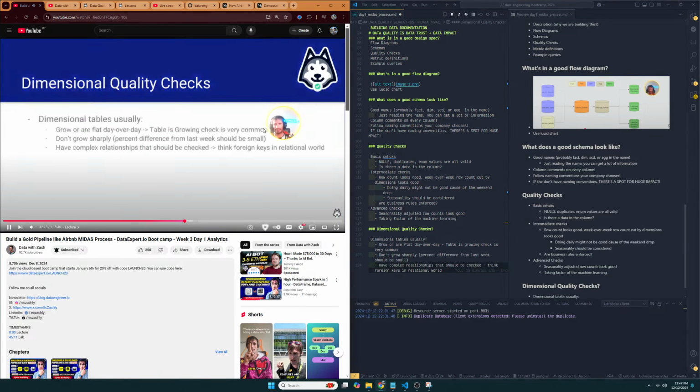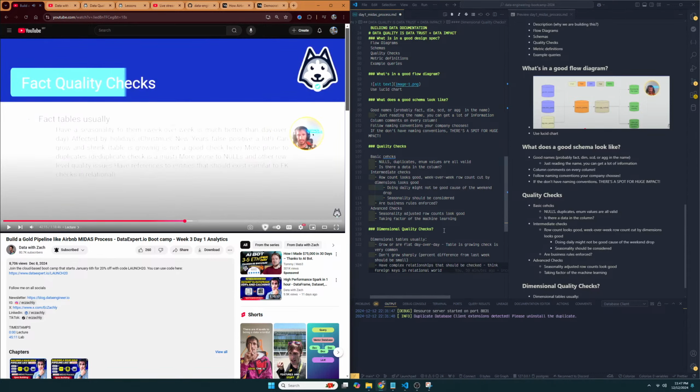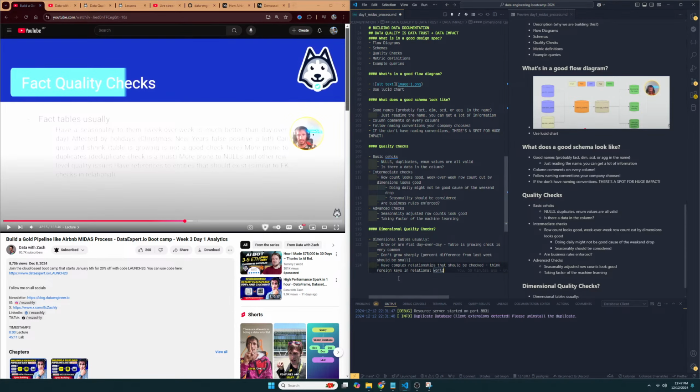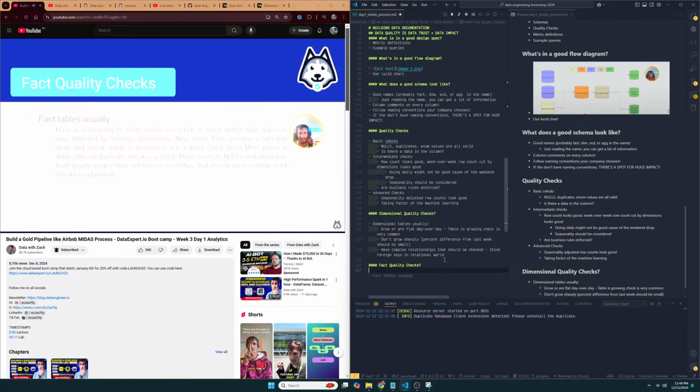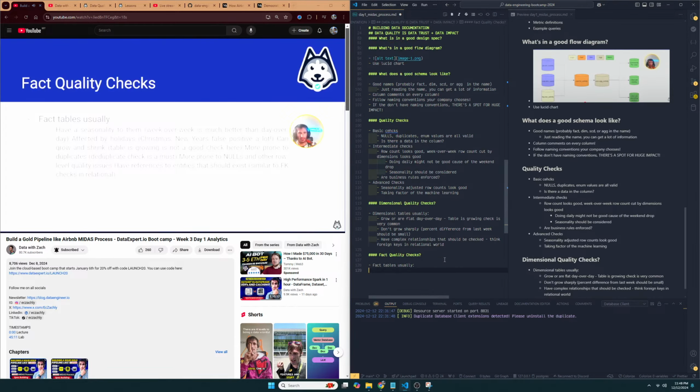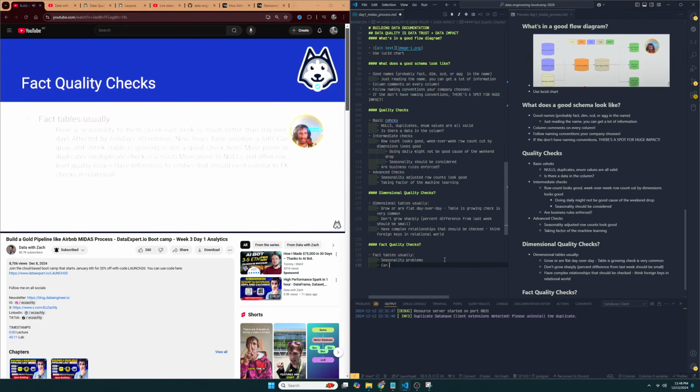Then you have fact quality checks. So facts usually have the seasonality problem. That's where if you have row counts, you don't want to do day over day because of the whole Saturday, Friday problem. Always do week over week. Again, this can have a problem where it's affected by holidays. Facts can grow and shrink based on user behavior. So in that case, the table is growing check from the previous slide is not a good check.